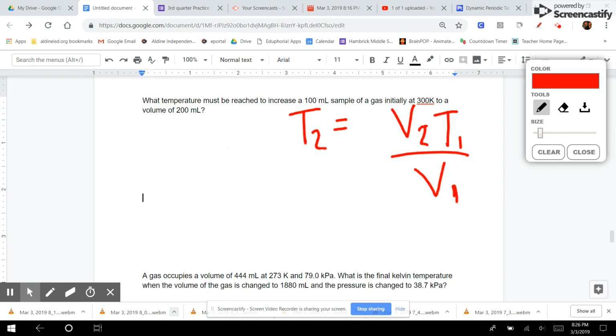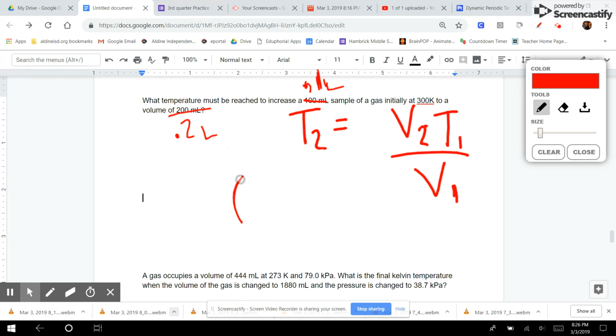Step two is to check for any conversions. I see that I should convert my volume units because they're given in milliliters. I can make those liters. So real quick, 100 milliliters is 0.1 liters. That looks awful, but y'all know. 200 milliliters is 0.2 liters. Okay. And it looks like I'm already ready to plug in my equation.